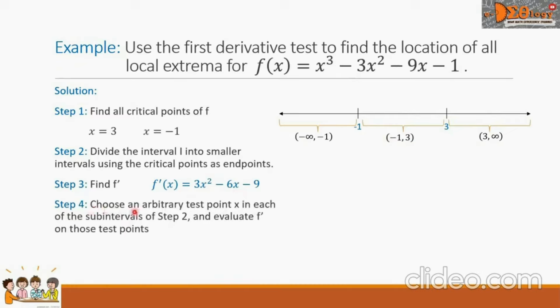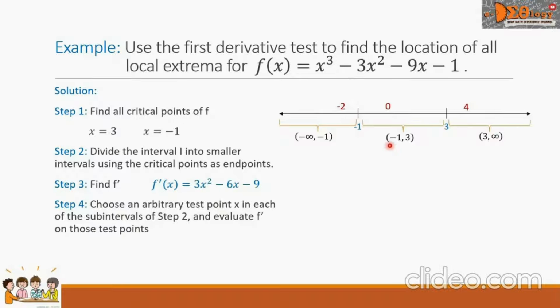Step 4. Choose an arbitrary test point x in each of the sub-intervals of step 2 and evaluate f prime on those test points. We have 3 sub-intervals here. Let us choose an arbitrary test point on each of the sub-intervals. On the interval here, we can choose -2, which is the first integer on the left side of -1.